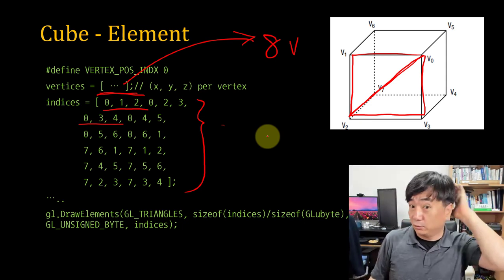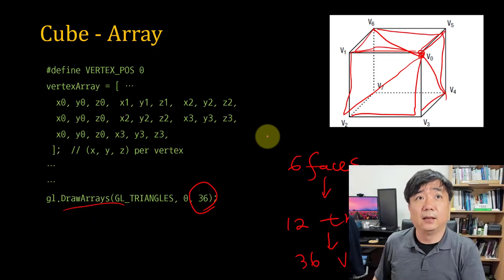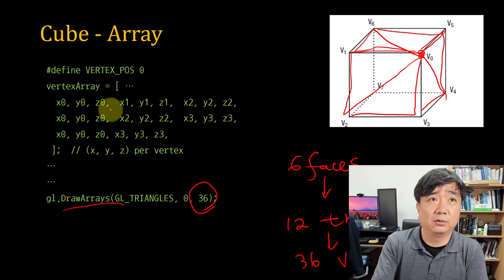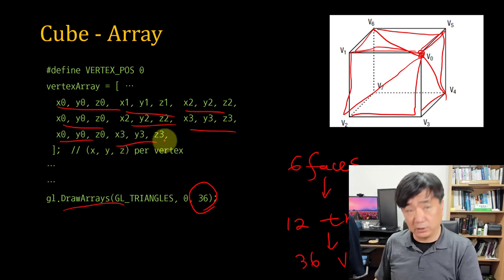So don't worry about the memory. Please make this scheme: list all arrays and list all attributes of the vertex. Memory is huge in the GPU, okay?